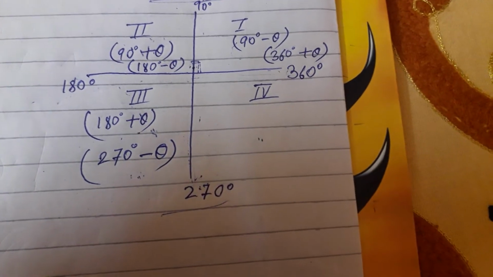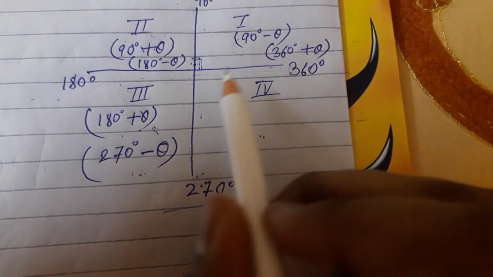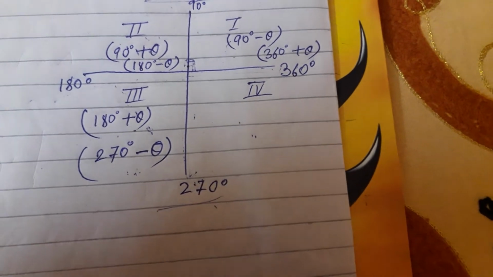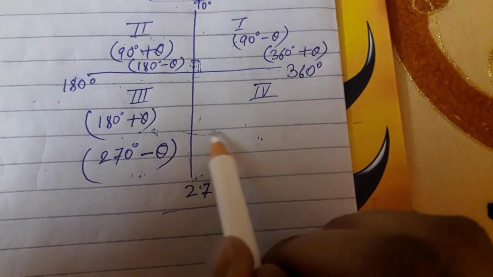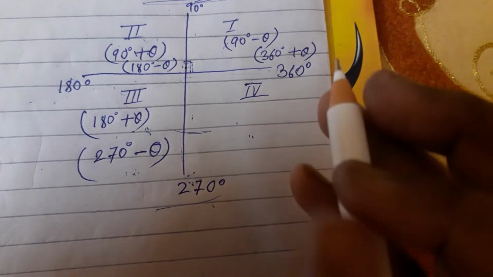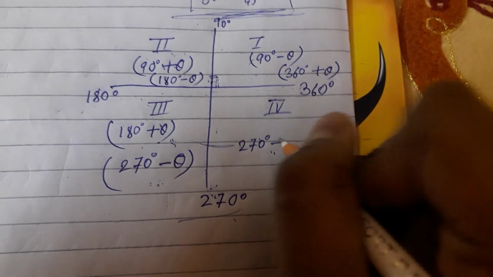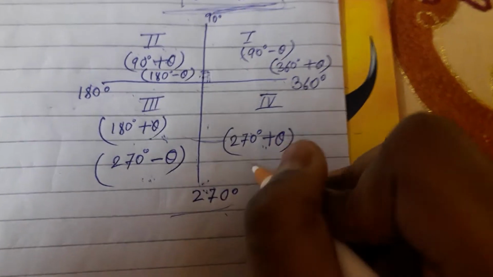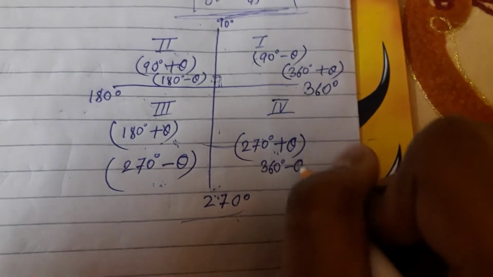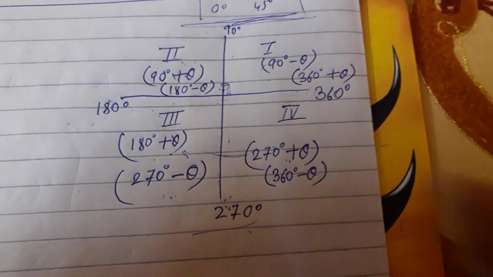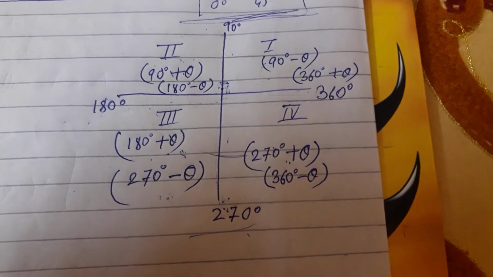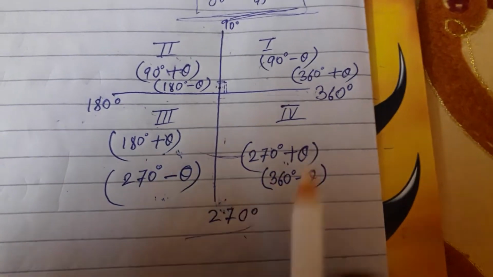Similarly, in the case of the fourth quadrant, the fourth quadrant is between 270 degree and 360 degree. You have already crossed this 270 degree part, so you can define this fourth quadrant as 270 degree plus theta and 360 degree minus theta. So we can define all these 4 quadrants this way.